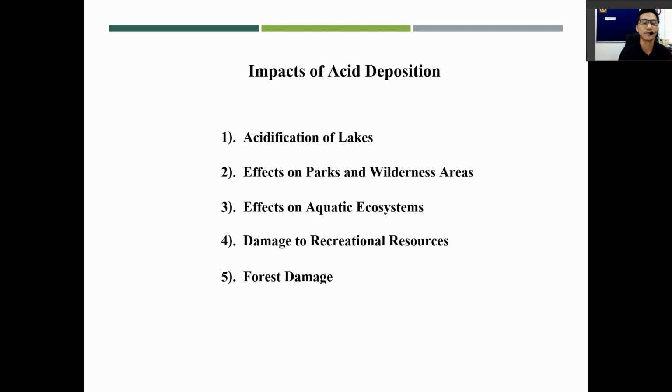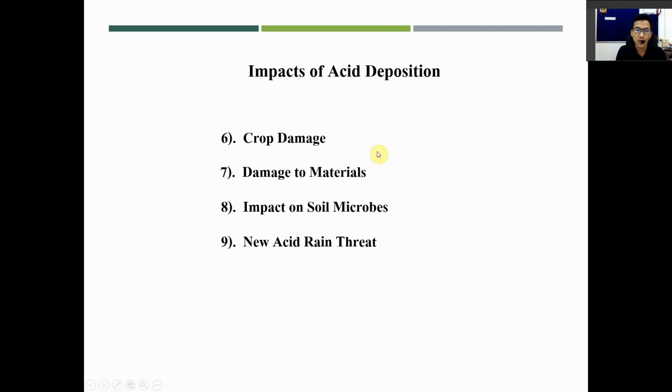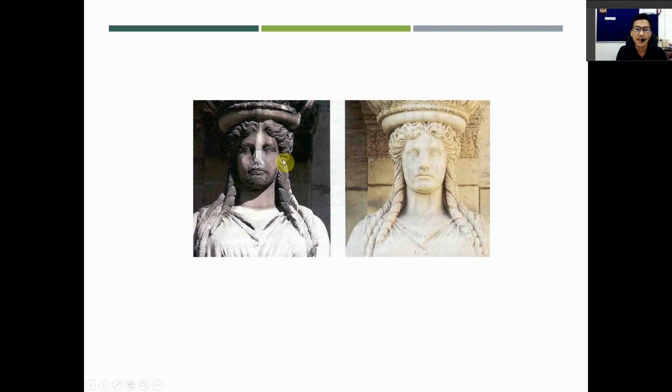Effects on parks and wilderness areas, effects on the aquatic ecosystem, which I already said. Damage to recreational resources, of course, and forest damage, crop damage, this is the agricultural side. Damage to materials, impact on soil microbes, and new acid rain threats. This is an example. See that the nose of the monument here got destroyed by the acid rain.